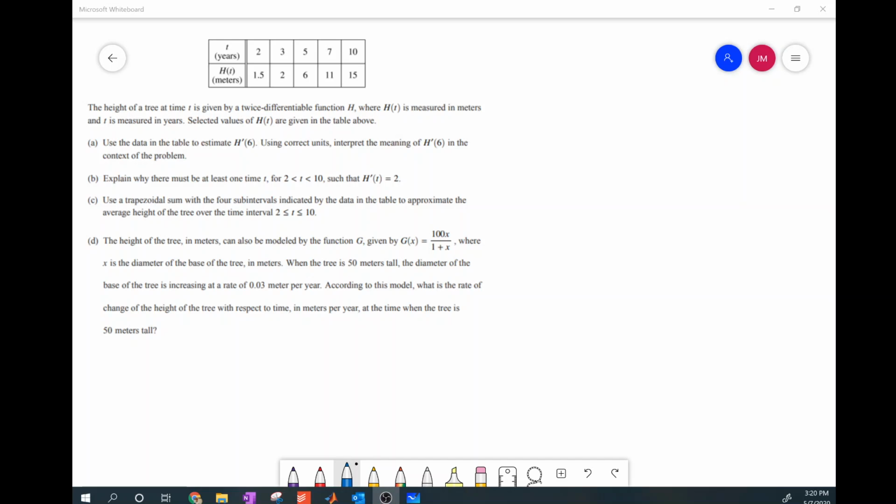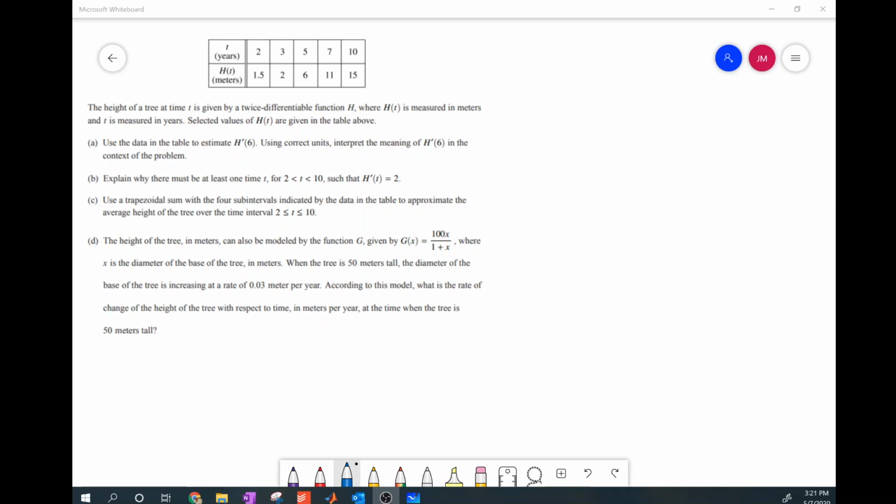Alright, and then question B, explain why there must be at least one time t, for 2 is less than t is less than 10, such that h prime of t equals 2. Part C, use a trapezoidal sum with the 4 subintervals indicated by the data in the table to approximate the average height of the tree over the time 2 is less than or equal to t is less than or equal to 10.